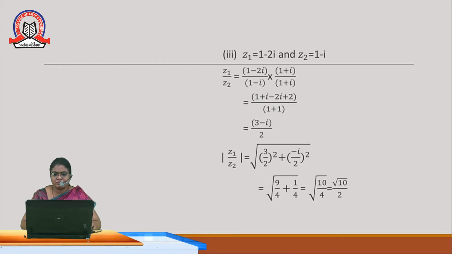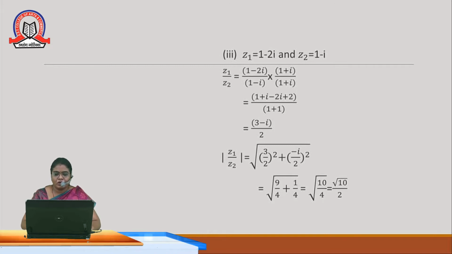Next, z1 is 1 minus 2i and z2 is 1 minus i. We are dividing. Actually, in the first problem, we have seen how the division of two complex numbers should be done. Similar concept you want to remember. Here, for division, you want to see the conjugate of the denominator. 1 minus i conjugate is 1 plus i. Therefore, multiplying in the numerator, we will get 1 plus i minus 2i plus 2. In the denominator, i square is minus 1. Therefore, 1 plus 1, we will get 3 minus i upon 2.